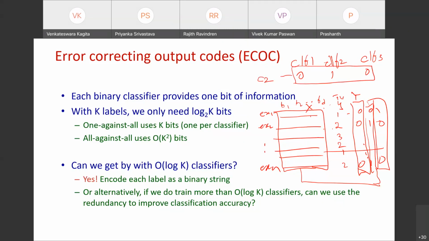So how many classifiers are you training here? If you have k classes, you're just training log k base 2 number of classifiers. So there is a drastic improvement in the training phase. And at test time also you are checking only log k base 2 number of classifiers. So everything is looking very fine. But what is the problem with this?